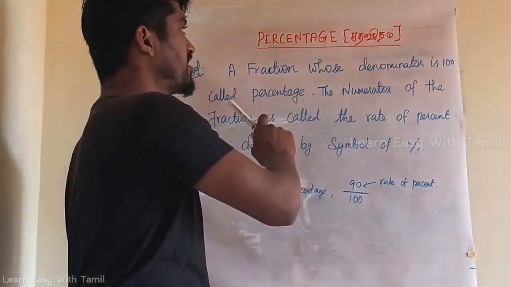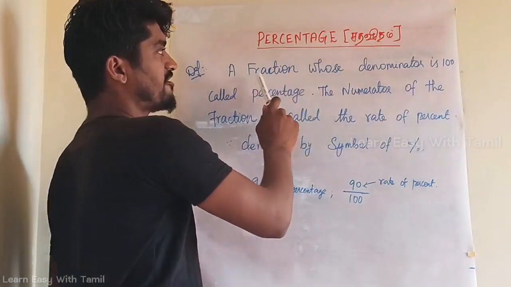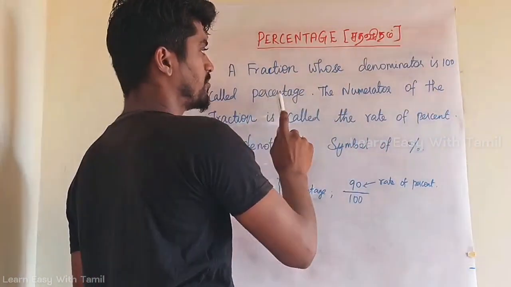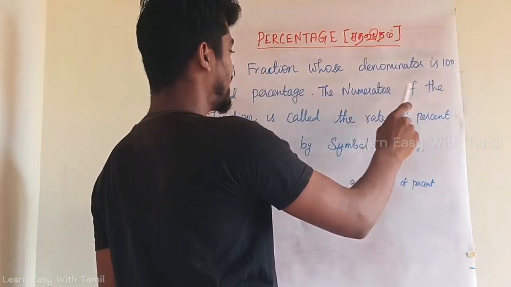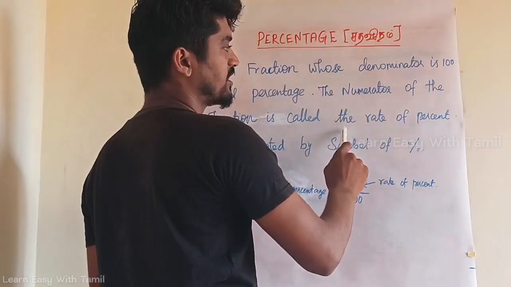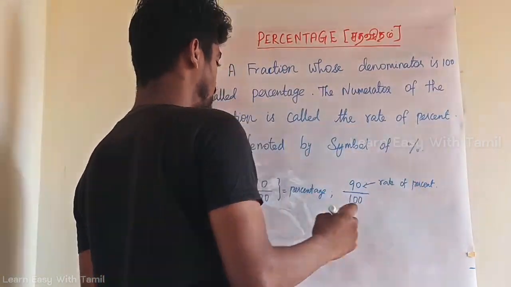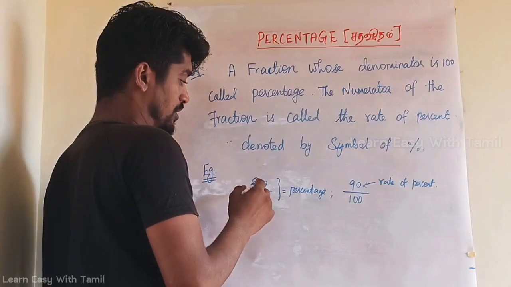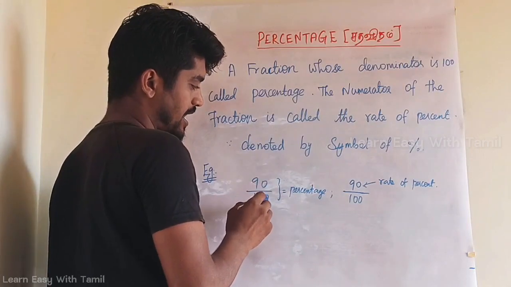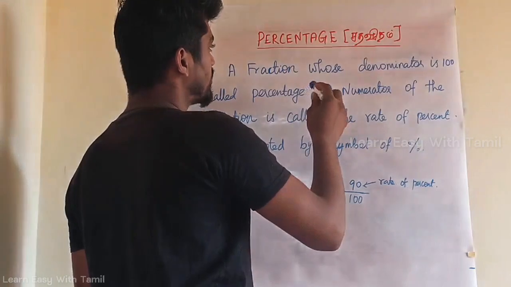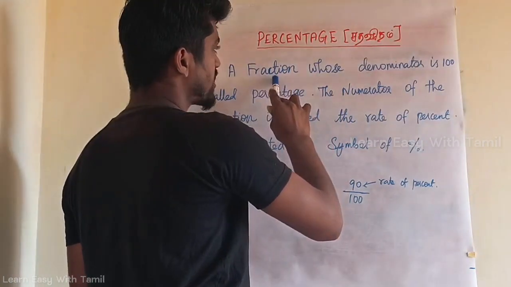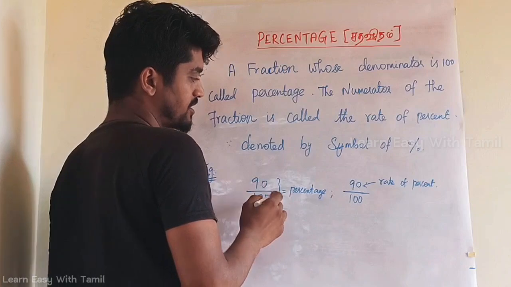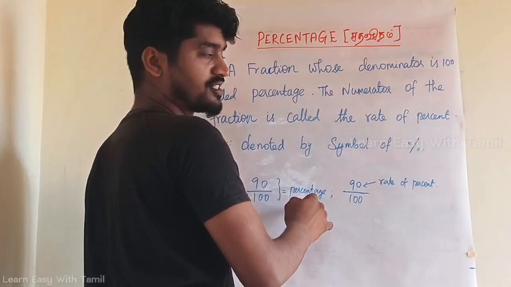The definition of percentage: a fraction whose denominator is 100 is called a percentage. The numerator of the fraction is called the rate of percent. Here we assume the fraction value 90 divided by 100. What is said is a fraction whose denominator is 100. Like this is called percentage.